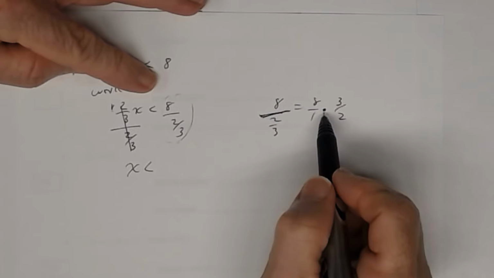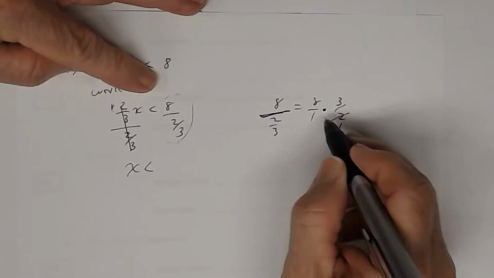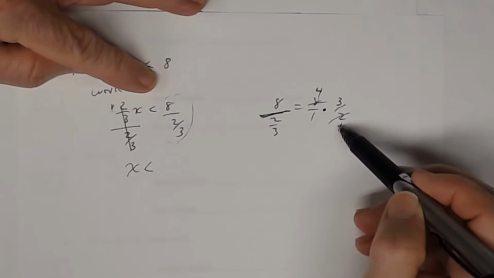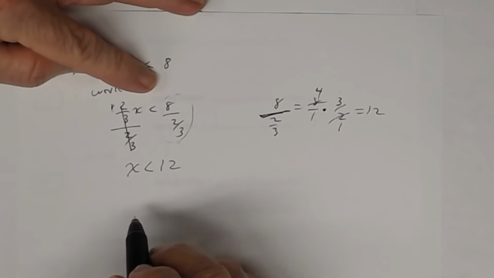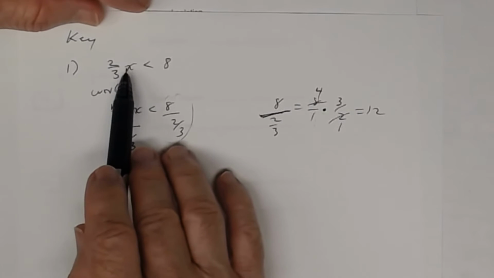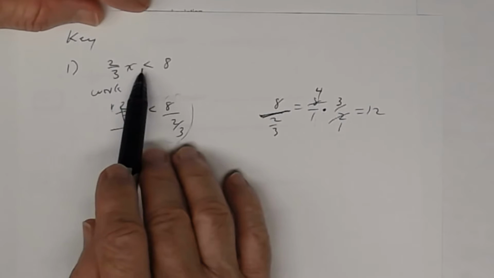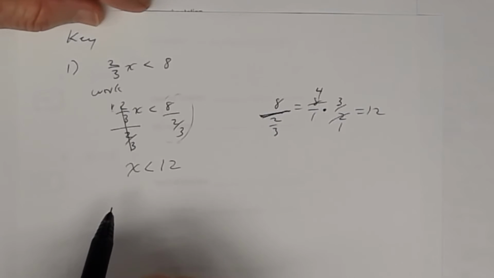So I went from dividing fractions to multiplying fractions. To multiply these two fractions, let's go ahead and reduce first. 2 to 2 is 1. 2 to 8 is 4. And so you get 4 times 3, which is 12. So I get x is less than 12. So the solution to this inequality, the real numbers that will make the left side less than 8, is any real number that's less than 12.